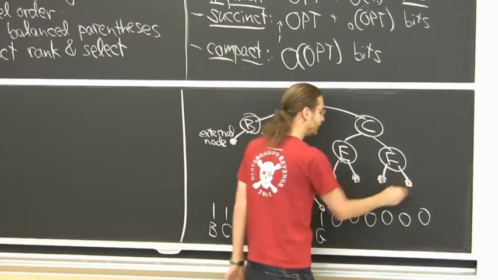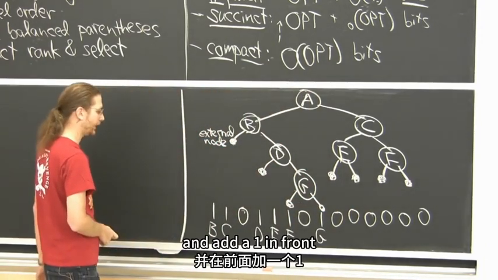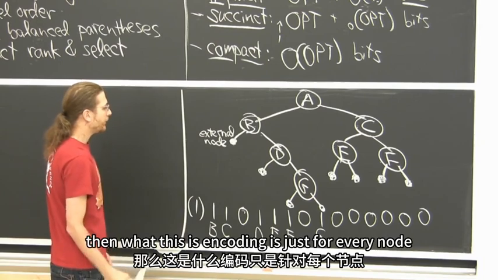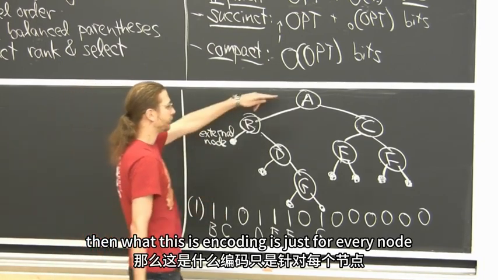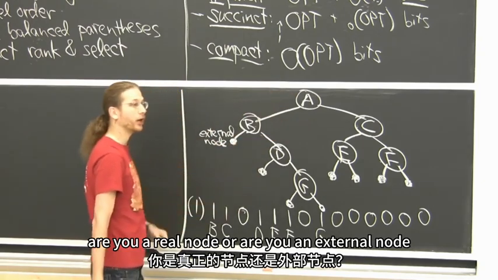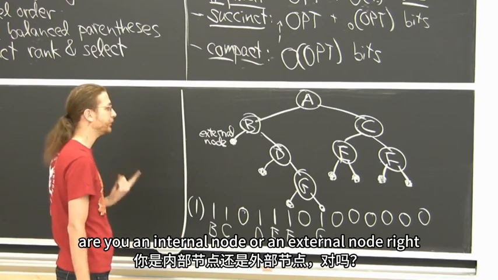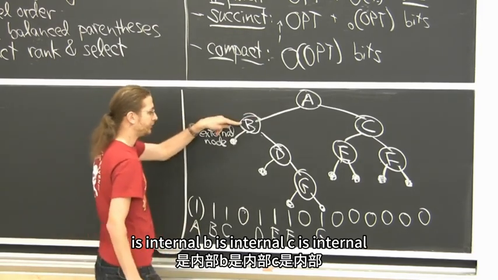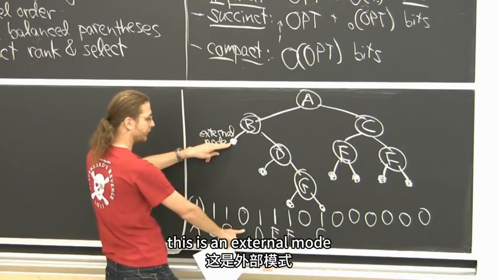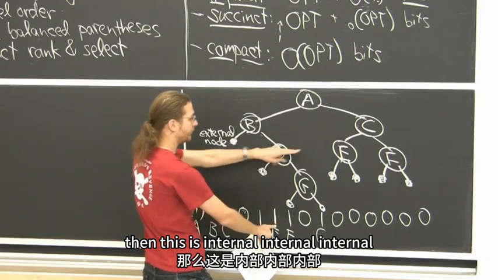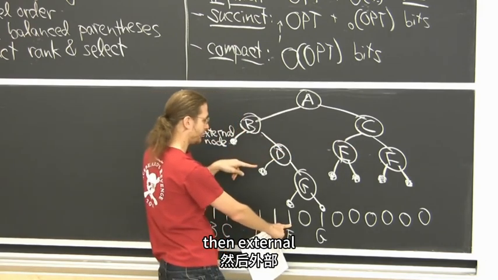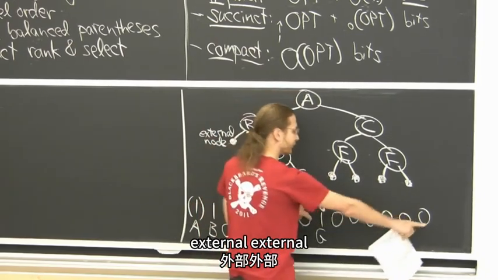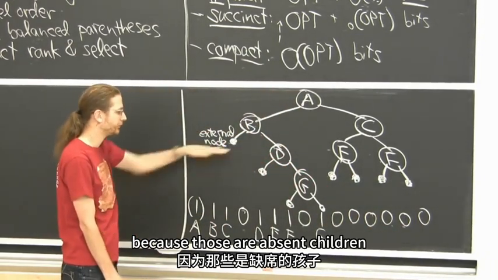And it turns out, if you look at this bit string and add a 1 in front, so I'll put this one in parentheses, then what this is encoding is just, for every node in level order, are you a real node or an external node? Are you an internal node or an external node? A here is internal, B is internal, C is internal. This is an external node. Then this is internal, internal, internal. Then external, G, external, external, external, external, external, external. The zeros correspond to external nodes because those are absent children.